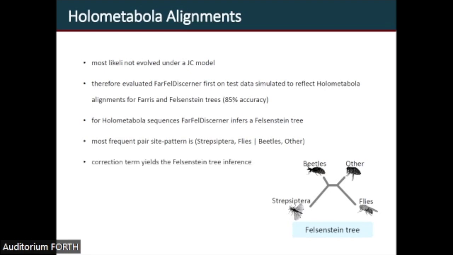And so here, the reason for this inference is the correction term. And this indicates that we indeed have a Felsenstein tree with a very, very short inner branch. And the nice thing, of course, is also that this is concordant with the current scientific view, as new alignments were generated with higher quality and so on. And on those alignments, also a Felsenstein tree is reconstructed.